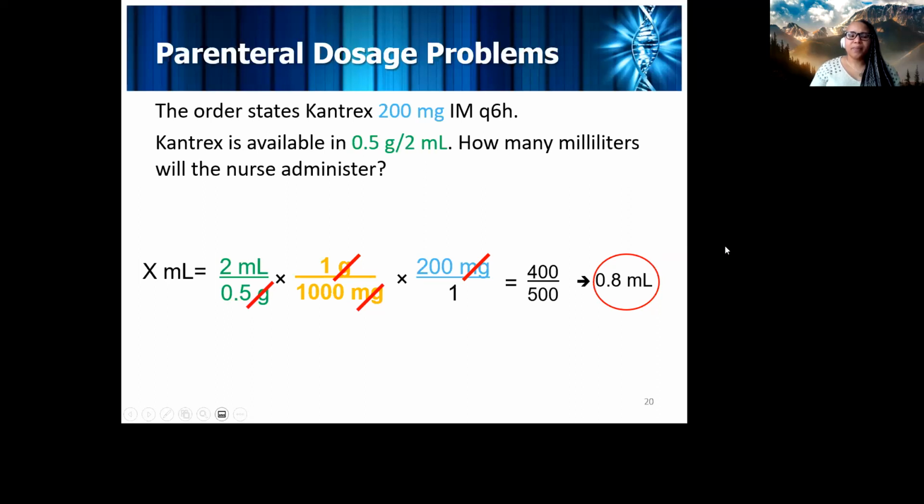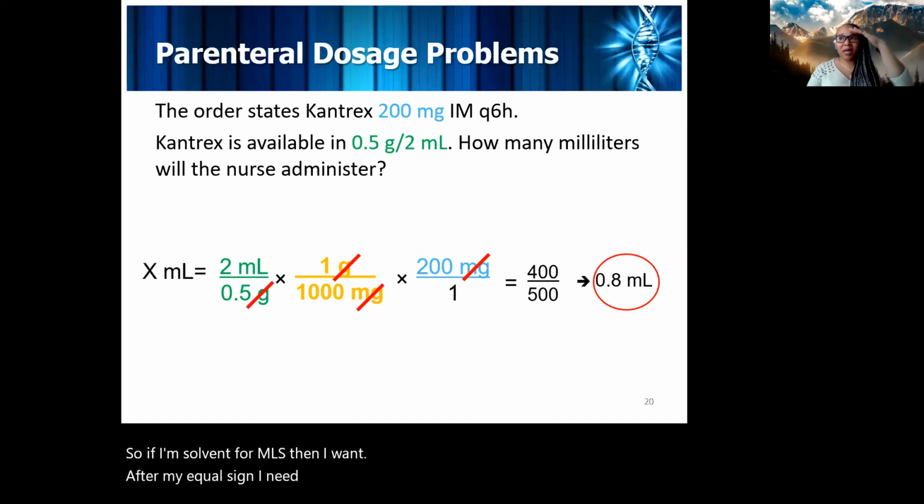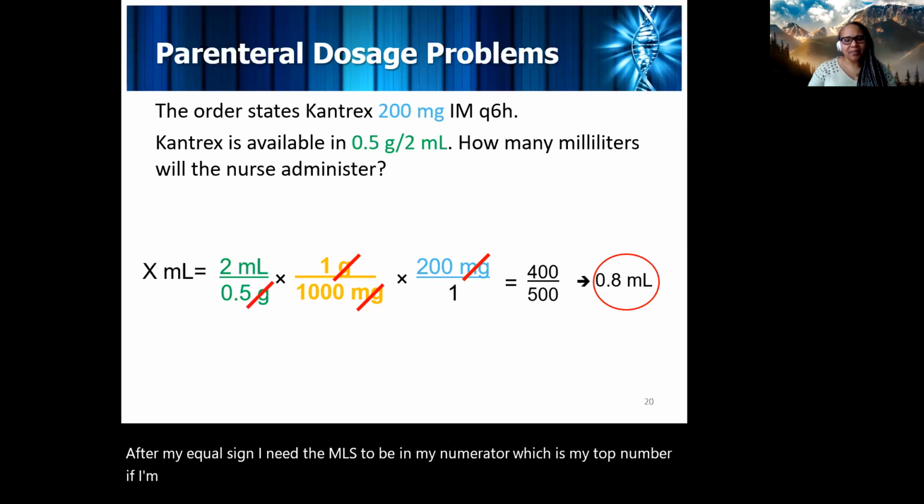Okay. So if I'm solving for milliliters, then after my equal sign, I need the milliliters to be in my numerator, which is my top number. If I'm solving for tabs, I need tabs to be in my numerator, which is my top number. We're going to do some more.